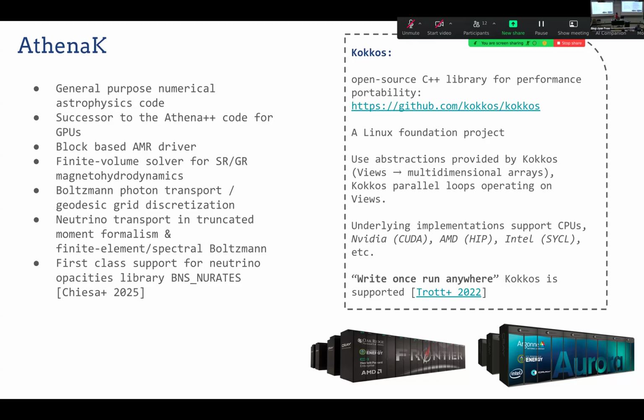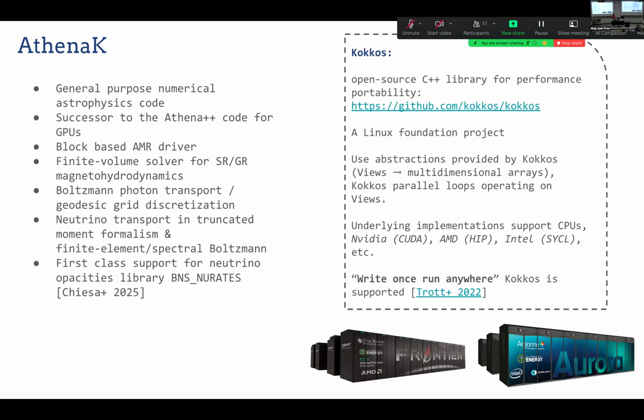So for instance, instead of using a raw multidimensional array, you use something called Kokkos views. And instead of standard loops, you have something called Kokkos parallel loops. You similarly have mechanisms to do reductions and so on. And the idea is that the project provides various underlying implementations depending on different types of hardware. So you have implementations for CPUs, you have support for NVIDIA and AMD and Intel and so on.